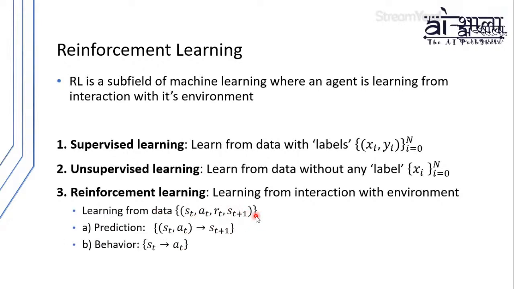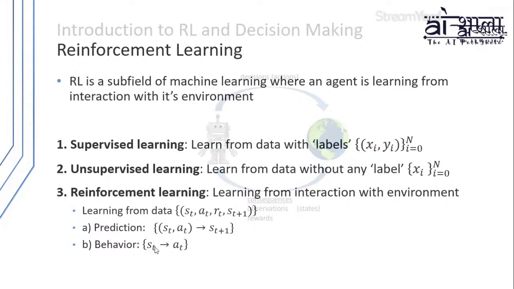Basically, we can use it for two tasks: first is prediction, and second is behavioral aspects. In the first, we try to predict the next state. The second is that we try to predict what action the agent needs to execute so that it will have some optimal performance. I will tell you what that optimal criterion will be. In reinforcement learning it is reward, but it can be some other criterion as well.